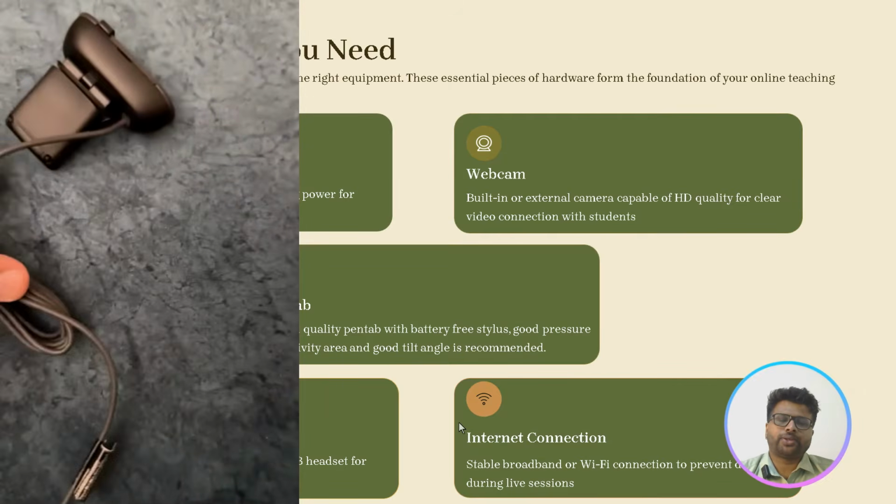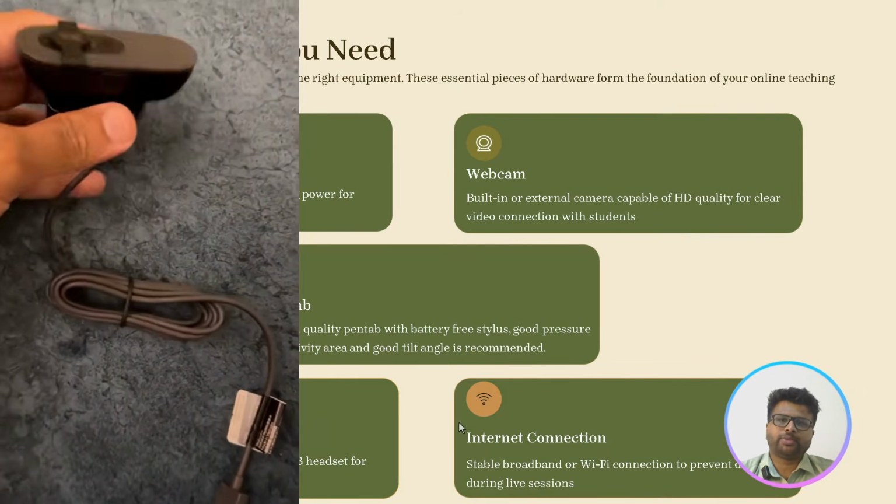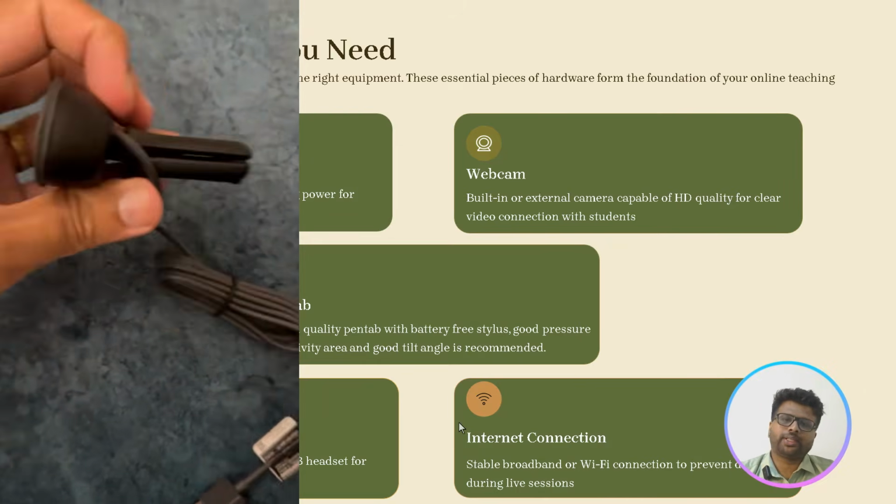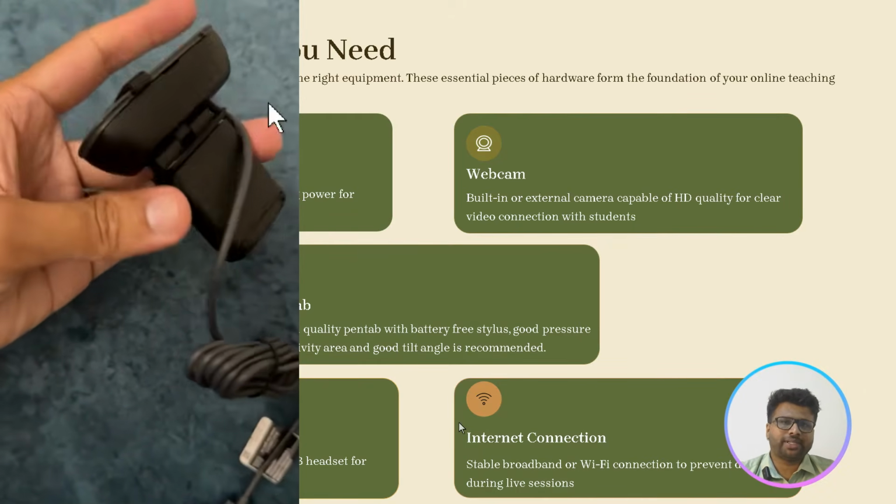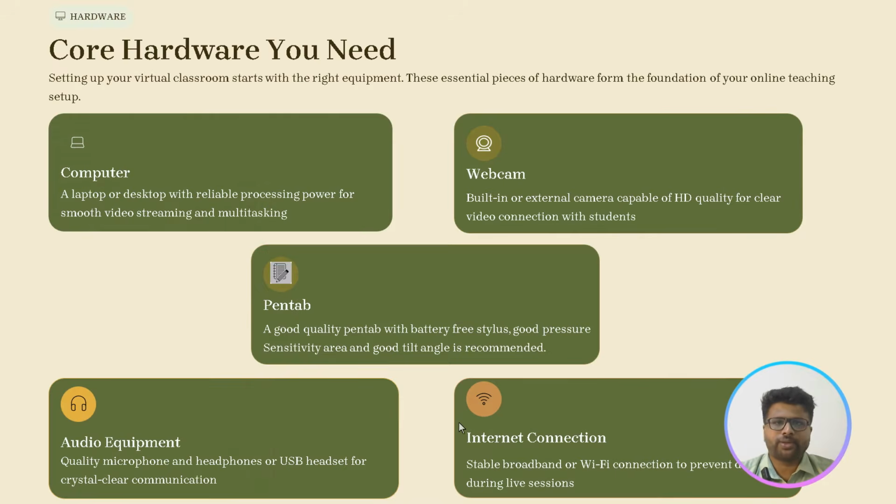I think it cost me around 3,500. You can purchase anything that gives you a good pixel rating, like full HD. Nowadays everything is moving to the 4K era, but 4K webcams are very costly. So you can just invest in a full HD one. That's more than enough.